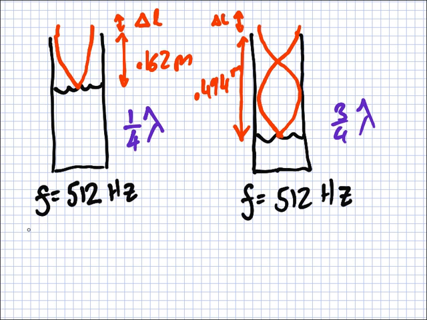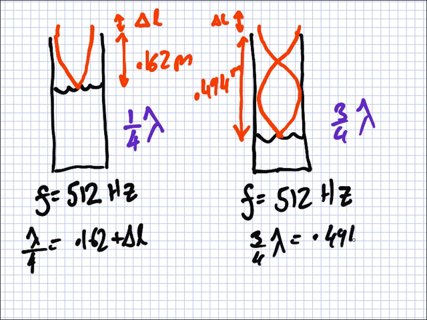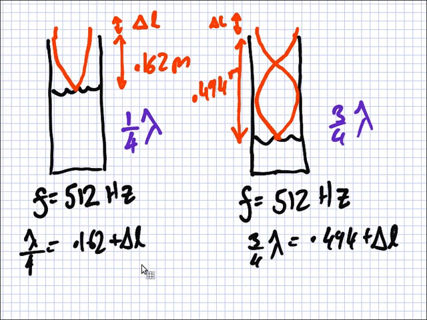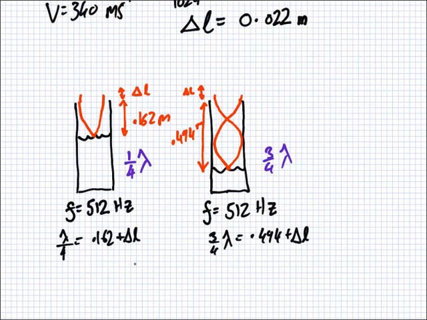So here we can say lambda over 4 equals 0.162 plus delta L. And here, 3/4 lambda equals 0.494 plus delta L. So, what did I say the frequency was? Those two deltas are the same or not? Yeah, they're the same.